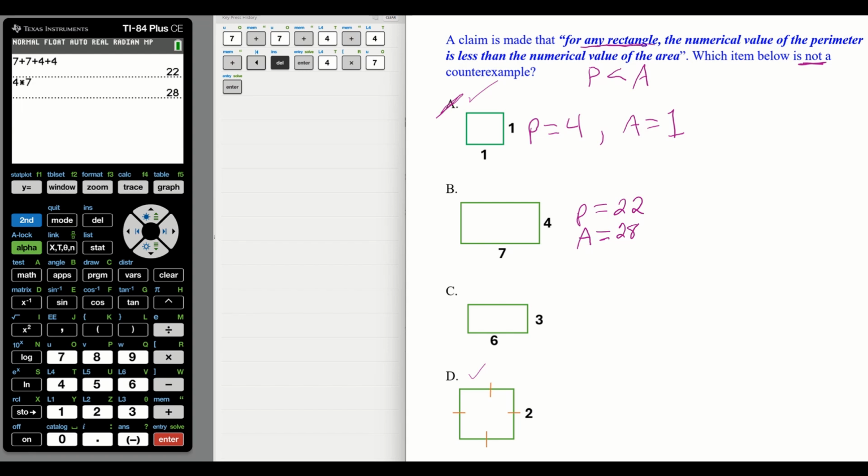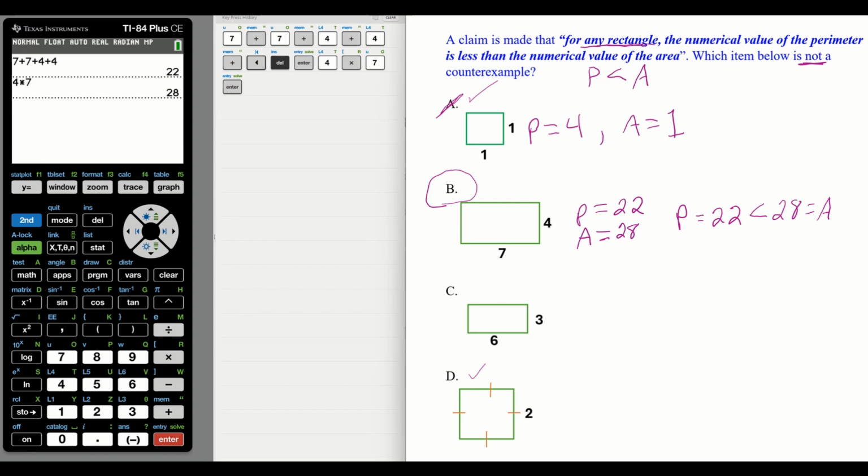Now we have on C. Is that a counterexample? Not all are counterexamples. So what we're saying, this one I think may be it. The numerical value of the perimeter is, oh, this one satisfies. P equals 22 is less than 28, which equals the area. We found it. Well, let's go ahead and move on.